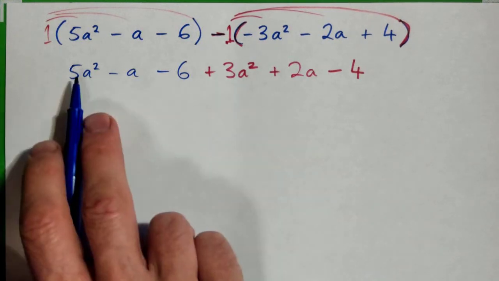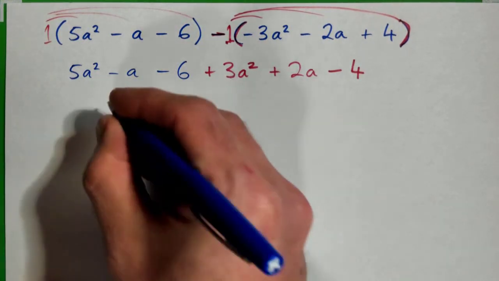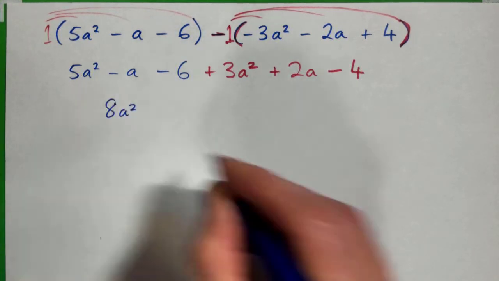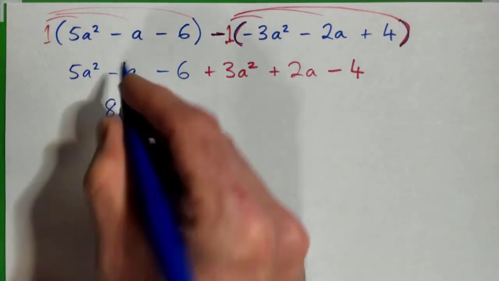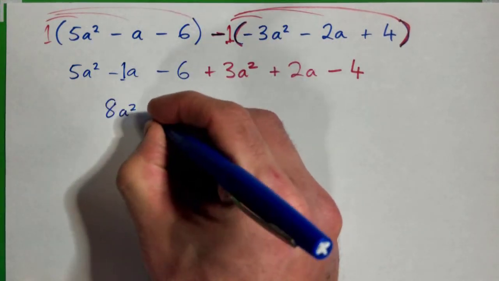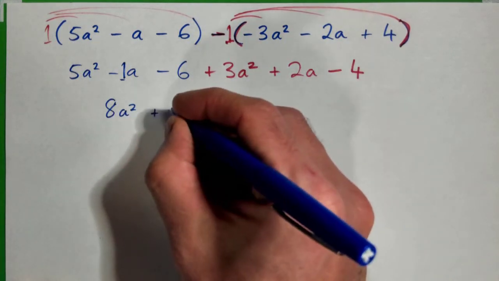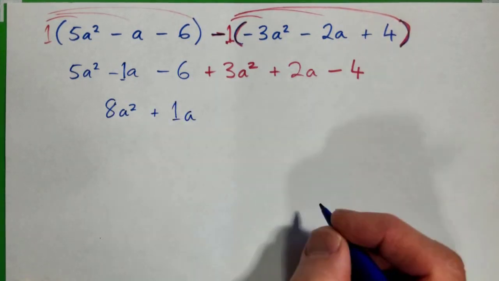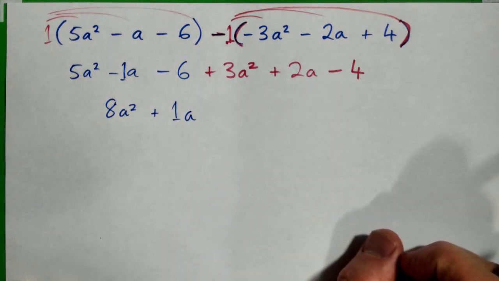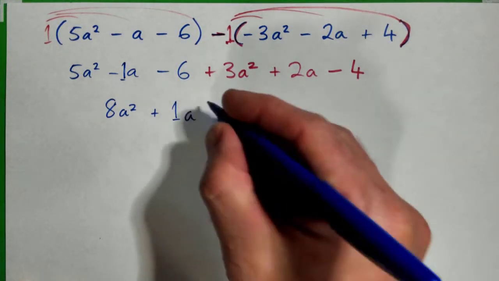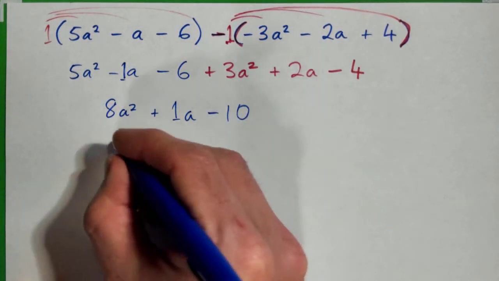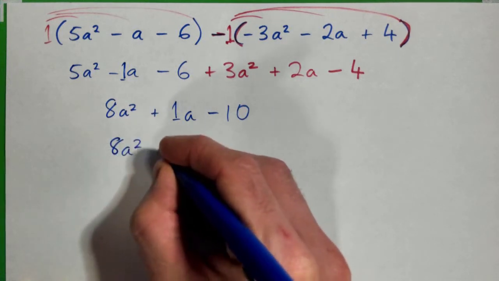So then we'll just add like terms. 5a squared and 3a squared is 8a squared, right? Yes. And then we have this is a -1a actually, plus 2a, right? Yes. So put them together. That's one bad guy, two good guys, plus 1a, right? Yes. And then -6 and -4, put them together, what do you get? -10, right? Good. So 8a squared plus 1a minus 10, or it can also be written like this: 8a squared plus a minus 10.